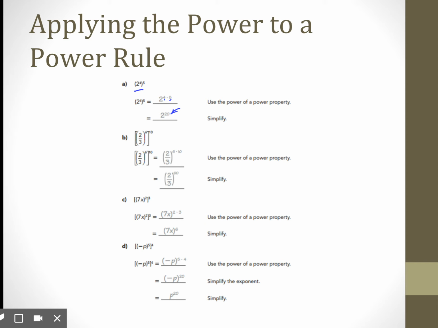In example B, they give you a fraction. Remember, the fraction is put inside of parentheses to emphasize that the whole fraction is being raised to the 6th power, not just the numerator. 2/3 to the 6th power, then again raised to the 10th. Again, they keep the base of 2/3 and multiply the 6 and the 10, simplified to 2/3 to the 60th power.